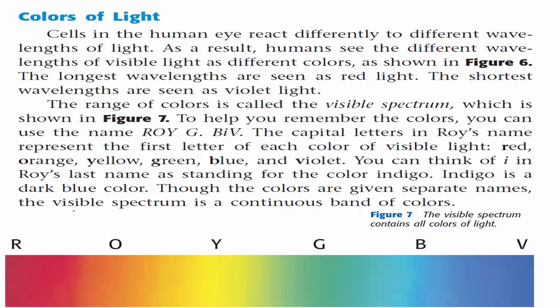To help you remember the colors, you can use the name Roy G. Biv. The capital letters in Roy's name represent the first letter of each color of visible light: red, orange, yellow, green, blue, and violet. You can think of the lowercase I in Roy's last name as standing for the color indigo. Indigo is a dark blue color. Though the colors are given separate names, the visible spectrum is a continuous band of colors.